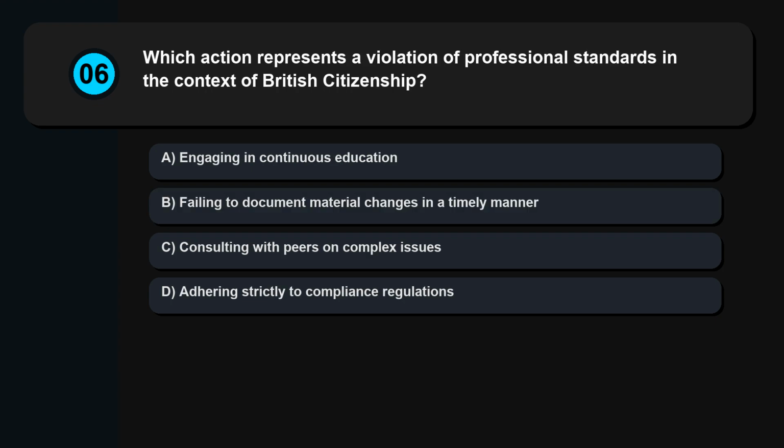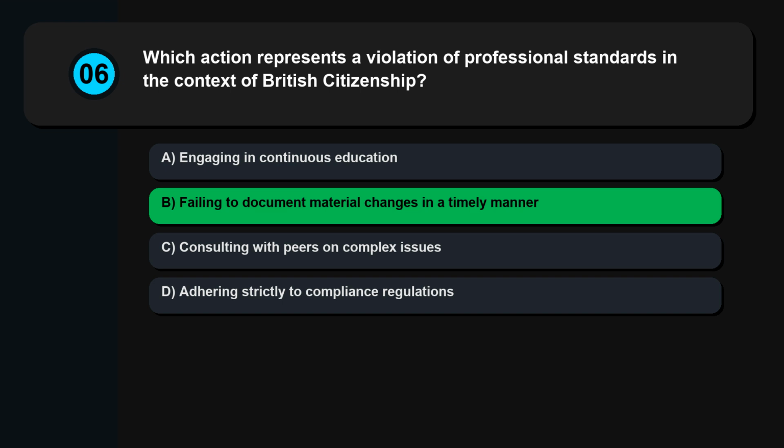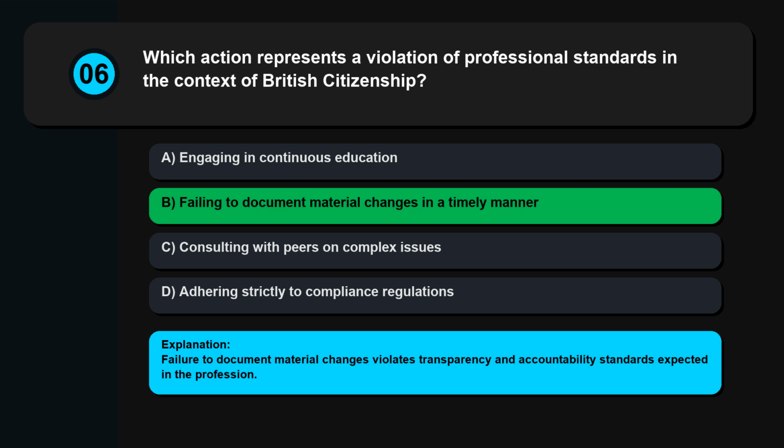Question 6. Which action represents a violation of professional standards in the context of British citizenship? Engaging in continuous education, failing to document material changes in a timely manner, consulting with peers on complex issues, adhering strictly to compliance regulations. Failure to document material changes violates transparency and accountability standards expected in the profession.